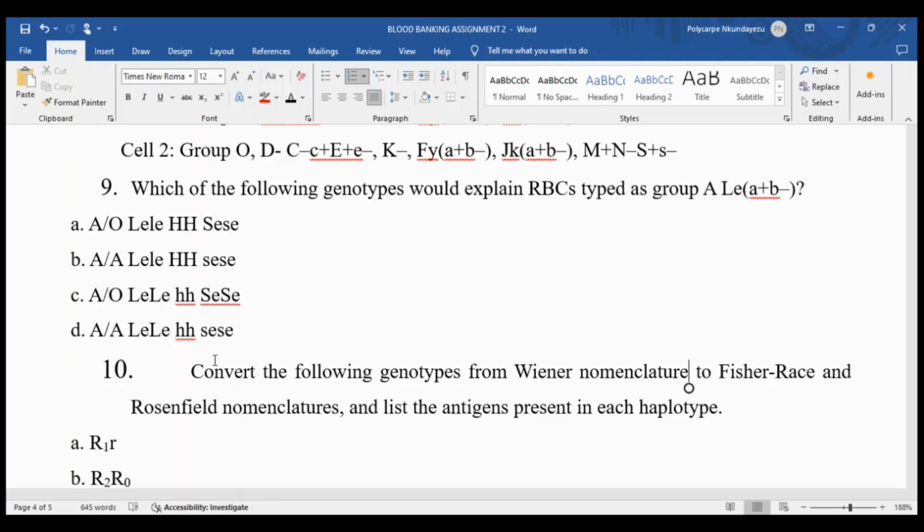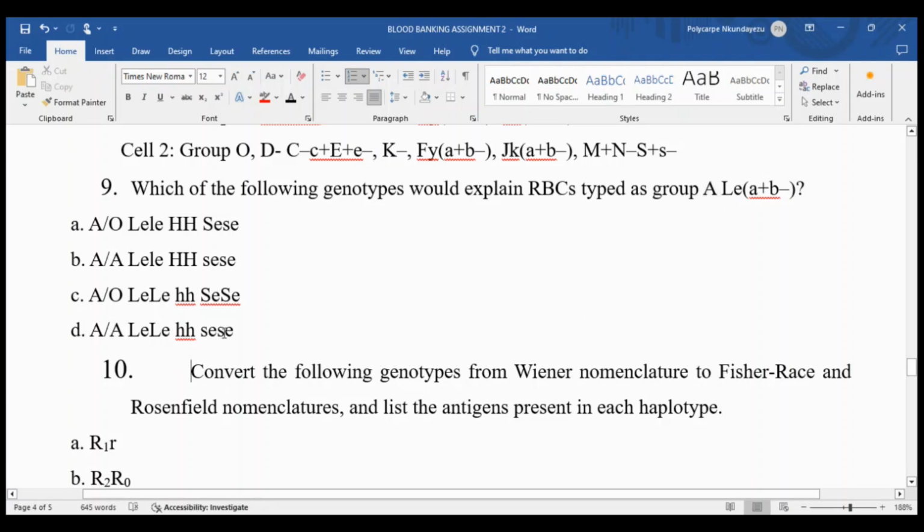Small h will affect group A because capital H is a precursor substance for both A and B groups. So which means now this person may type Rhesus, may type Lewis possibly, but they cannot type as group A in the ABO system.